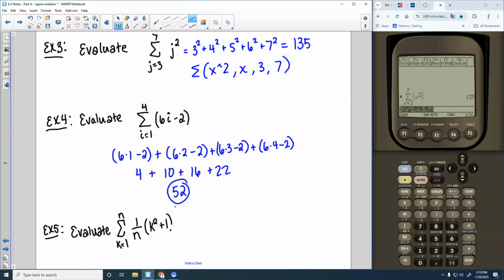Okay. And when you're doing your assignment, I would like for you to try to do it by hand. Like, when I say by hand, on this one, if you typed in 3 squared plus 4 squared plus 5 squared plus 6 squared plus 7 squared, that'd be okay. But you can also check it with the calculator. So if I want to check this one, I would do 6x minus 2, comma, x, comma, 1, comma, 4. So check that there, and you get 52 that way as well.